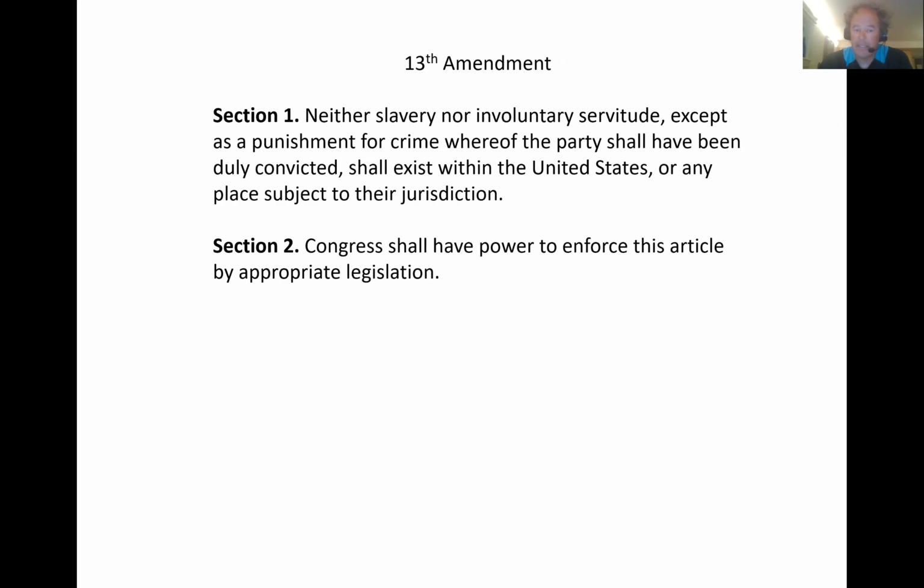Lincoln is assassinated, as we all know. This dispute is not resolved. It will be resolved in our reading for next time. But the final element of the Lincoln era in Constitution is the passage of the 13th Amendment, which abolishes slavery under the Constitution.